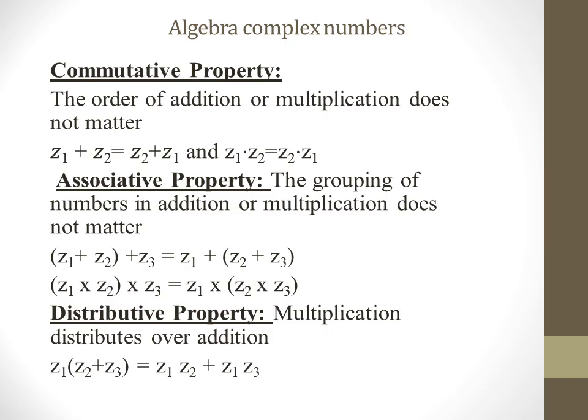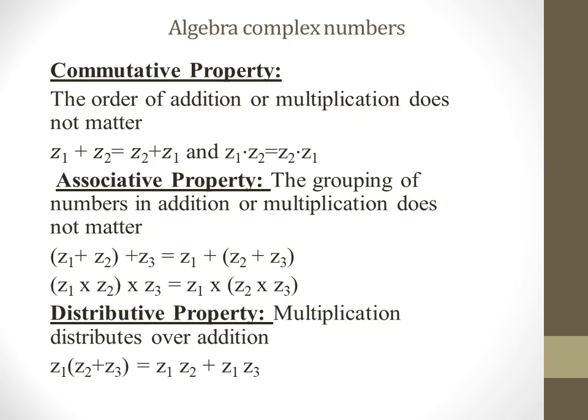After closure property, we move to the other fundamental properties. The other fundamental properties are commutative property, associative property, and distributive property. In commutative property, the order of addition or multiplication does not matter. That is, z1 plus z2 is equal to z2 plus z1, and z1 into z2 is equal to z2 into z1.